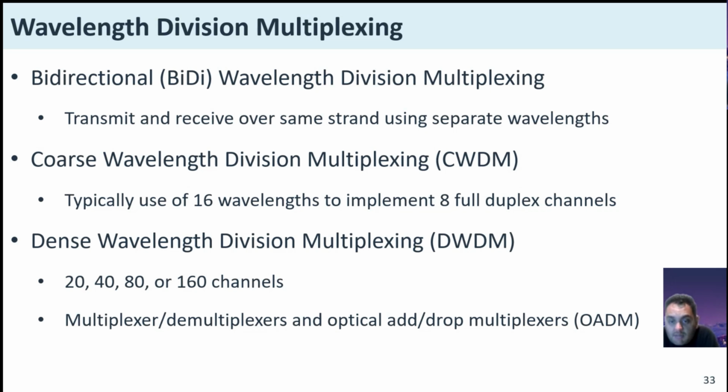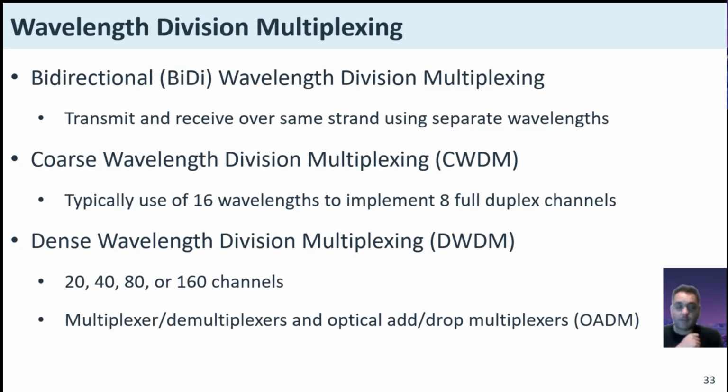Dense wavelength division multiplexing, or DWDM, provisions greater numbers of channels, usually 20, 40, 80, or 160 channels. That means there's much less spacing between each channel and requires more precise and expensive lasers. CWDM and DWDM transceivers support multi-channel 1G, 10G, and 40G Ethernet links. As with BiDi, the transceivers must be installed in opposite pairs for each channel.